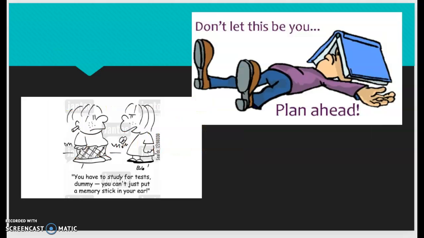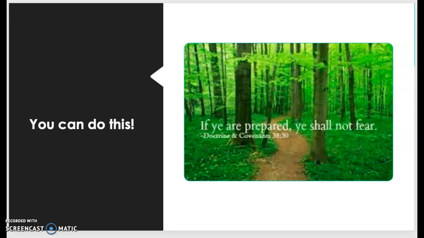Okay, so just make sure that you don't put this off until the last minute. Don't let it be you where you're just totally overwhelmed. Little bits at a time will help you be prepared. And I thought this comic was great. You have to study for tests, dummy. You can't just put a memory stick in your ear. If only all it took was to stick a USB drive in our ear. So we do need to prepare for the tests along the way.